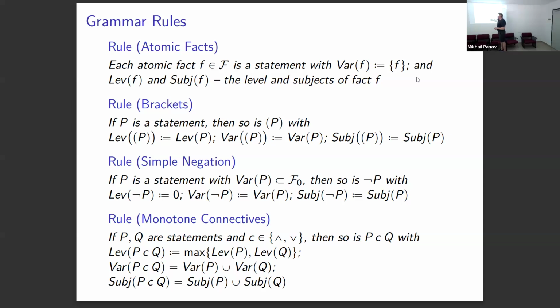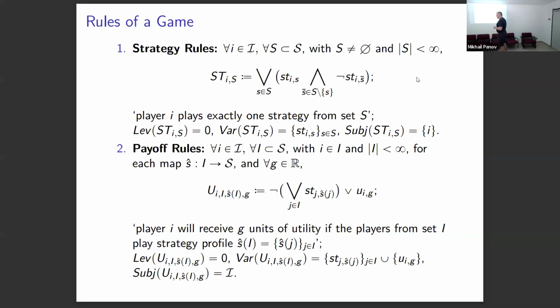Now already with these simple rules, I can construct the rules of a game. The rules of the game are constructed from two very special types of statements. The first one is the strategy rule. This basically says: here is a set of strategies, and here is a player, and this player plays exactly one strategy from this set. This is how I write it in usual logic.